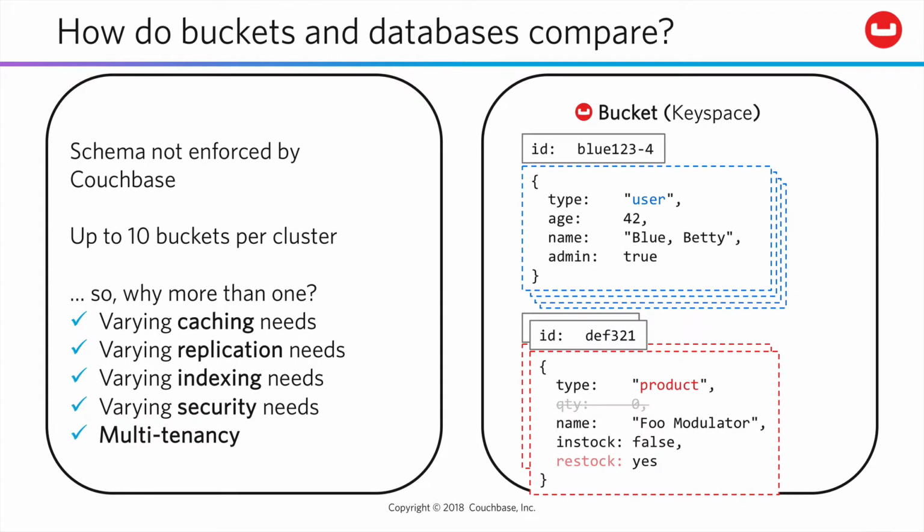Well, you can have up to 10 in any given cluster. But there's no firm need to align buckets with applications the way you might with a database. Instead, buckets serve as the boundaries for different concerns. They're the level at which you define varying caching, replication, indexing, and security needs. They're also a useful boundary for meeting multi-tenancy requirements.